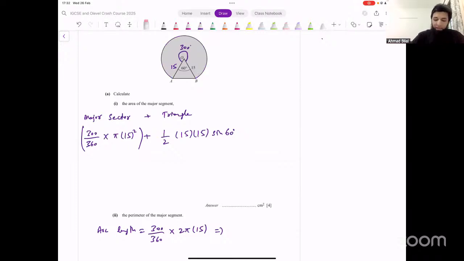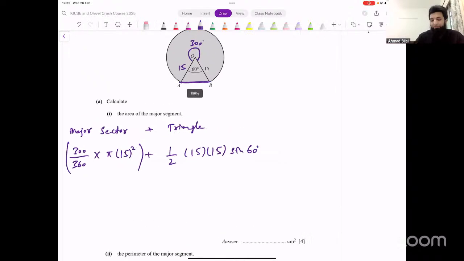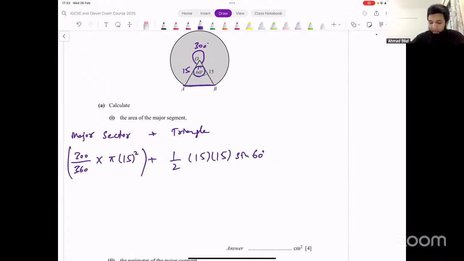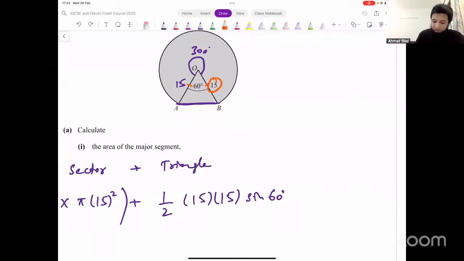And then what about this base of the triangle? How do you figure this out? Well, if you think about it, this angle is 60 degrees. This angle is 60 degrees. And these two sides are equal to each other. This is 15 and this is also 15. That means it looks like an isosceles triangle, right? It's an isosceles triangle. Why? Because two sides are equal. This is radius, this is radius.